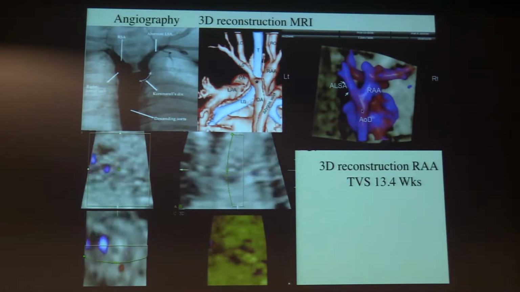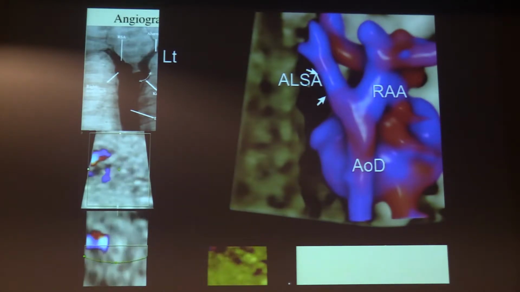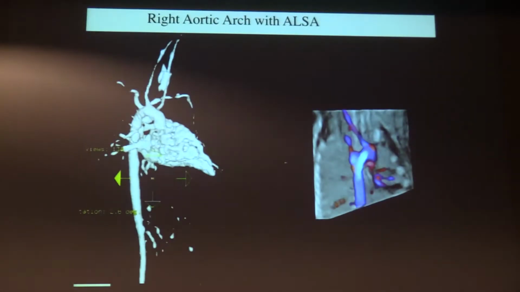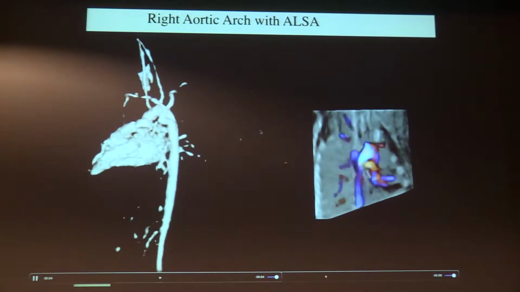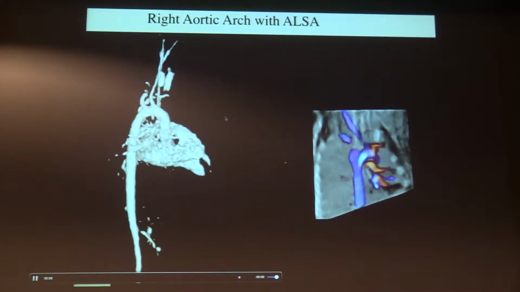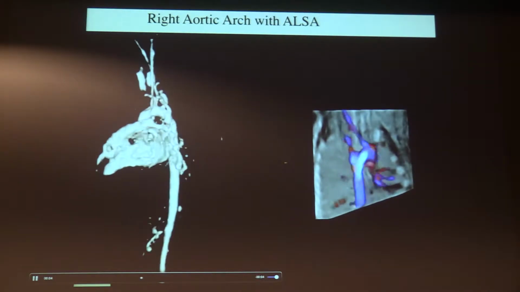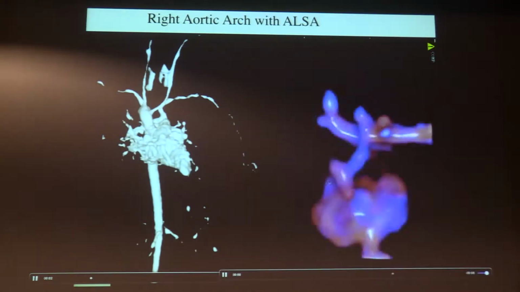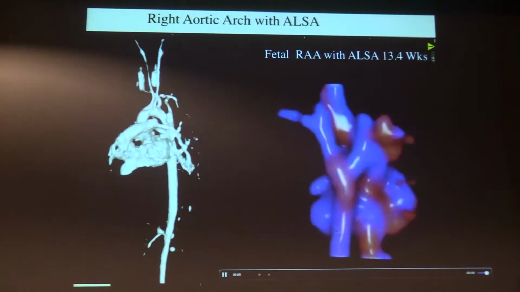As you can see here, this is 13 weeks. I will zoom in, and you can see very clearly the aberrant left subclavian artery, the right aortic arch, and the Kommerell diverticulum. So right aortic arch with ALSA can be confirmed, as you can see here, by the postnatal study. You can see the aberrant left subclavian artery here.